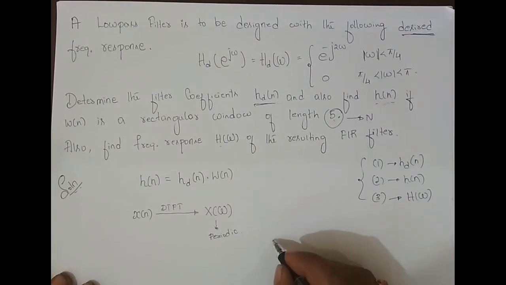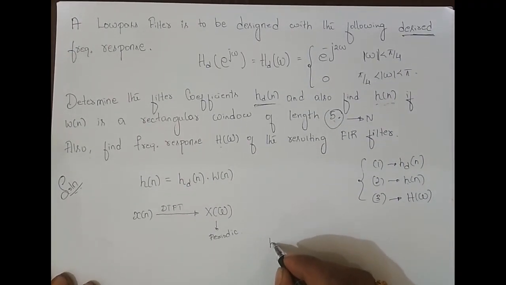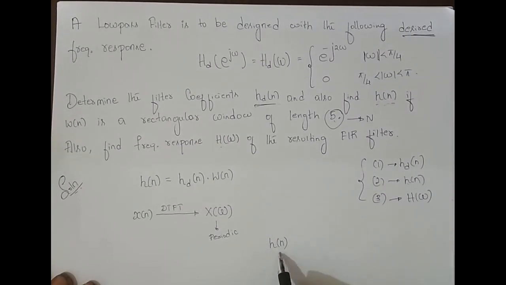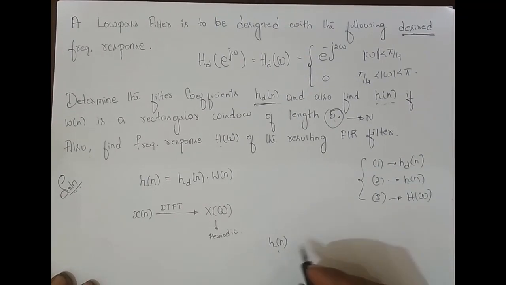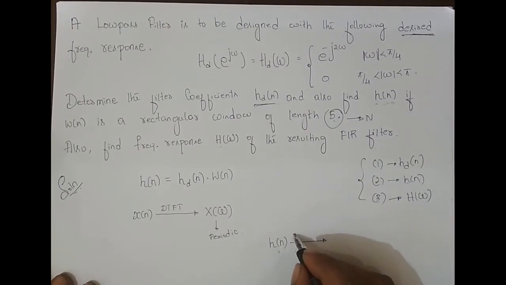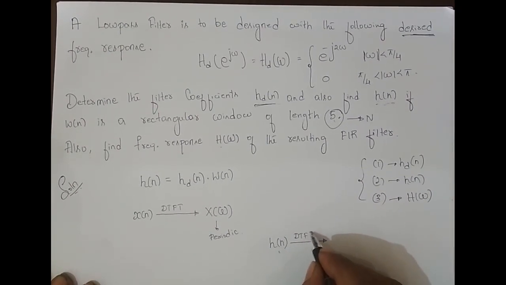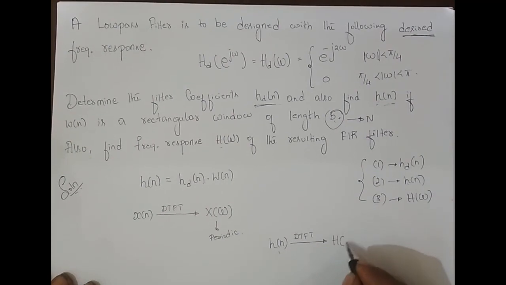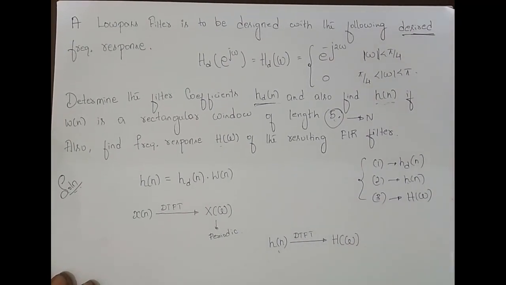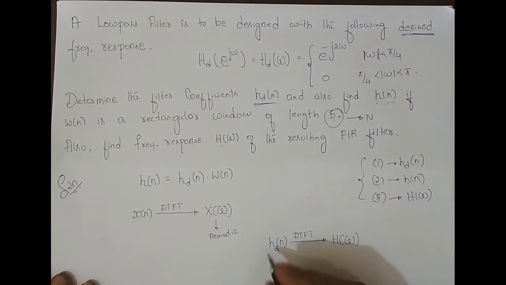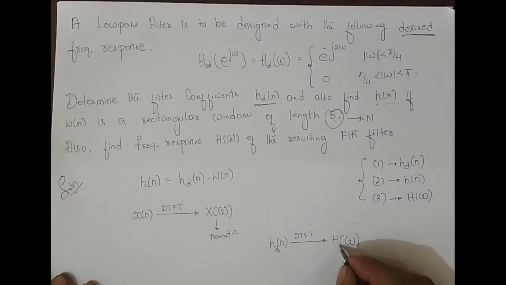Similarly, if I have an impulse response h of n, which is non-periodic and discrete time, and I take this to the frequency domain by taking the discrete time Fourier transform, what do I end up with? It is capital H of omega. Okay, fine. In our case, we have to put the subscript D for the desired impulse response. Since this is hd of n, I can write this as Hd of omega.